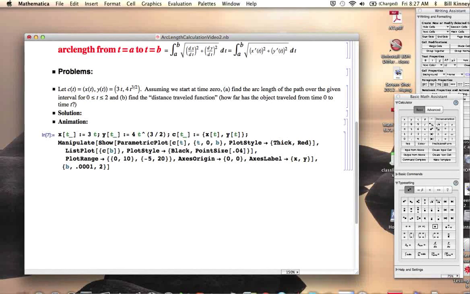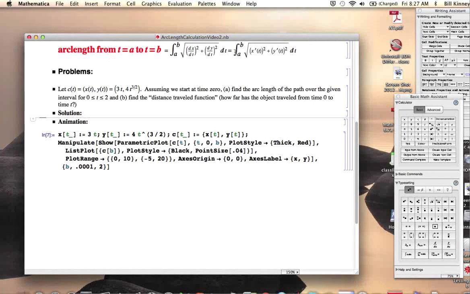And B, find what I call the distance traveled function, how far the object has traveled from time 0 to time t, assuming that this is modeling the path of an object that's moving. And that is really what the main point of parametric curves is in a lot of situations.